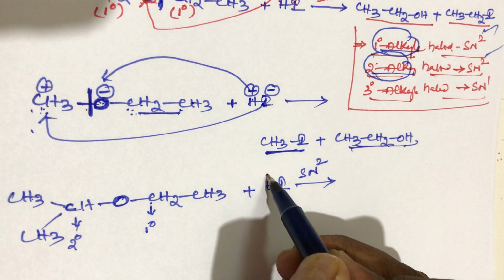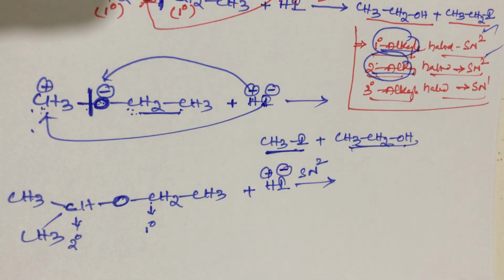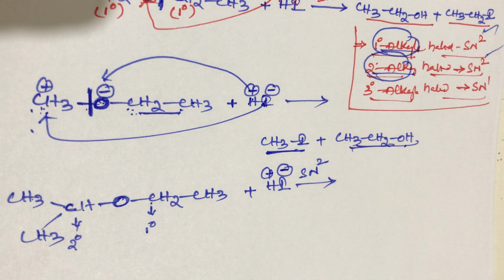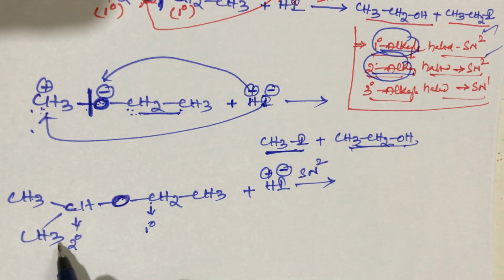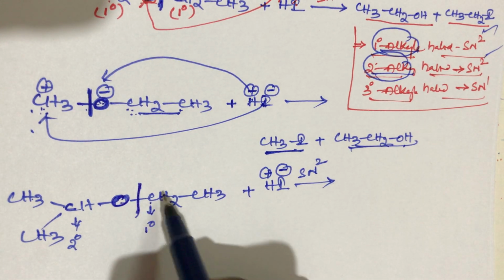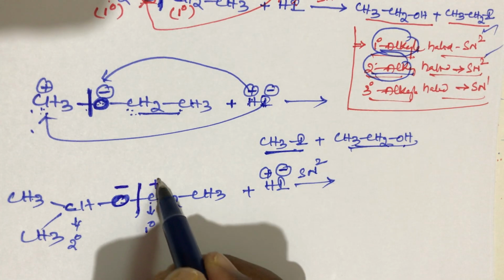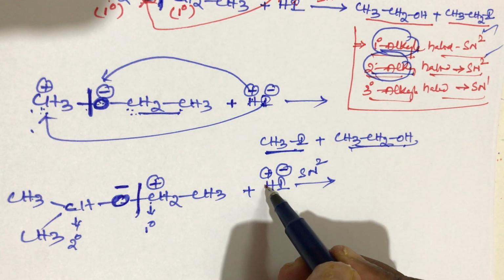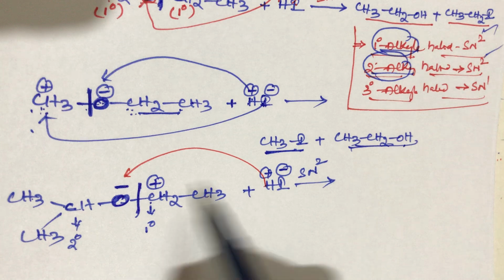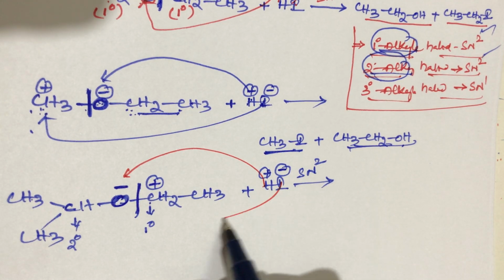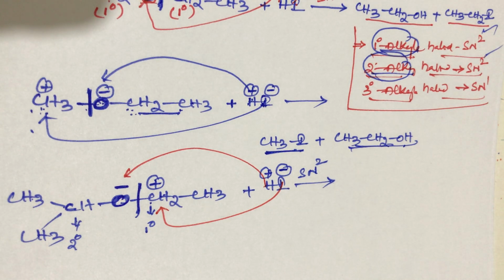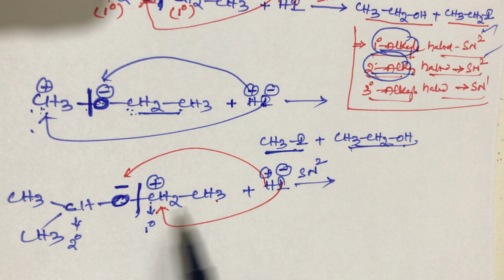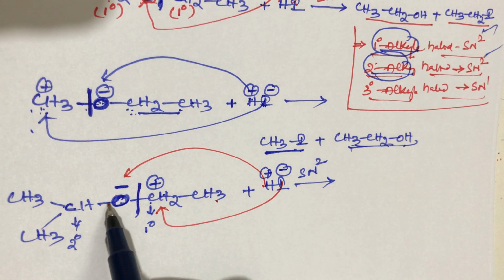In this reaction, H plus will always attack the bulky group side, and I minus will attack the less hindered side, meaning the side with fewer carbons. Here, on the left-hand side of the oxygen there are 3 carbons, and on the right-hand side only 2 carbons. Bond cleavage happens between oxygen and carbon: the oxygen gets a negative charge and the carbon a positive charge. So, H plus will attack the oxygen on the left-hand side, the bulky side.